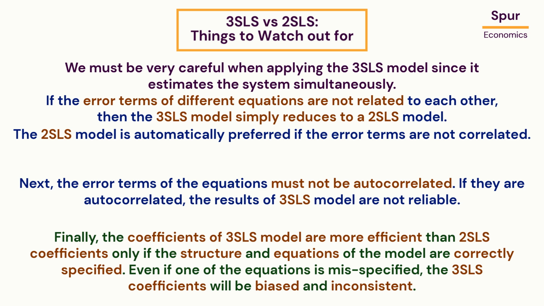If they are autocorrelated, the results of 3SLS model are not reliable. Finally, the coefficients of 3SLS model are more efficient than 2SLS coefficients only if the structure and equations of the model are correctly specified. Even if one of the equations is misspecified, the 3SLS coefficients will be biased and inconsistent.